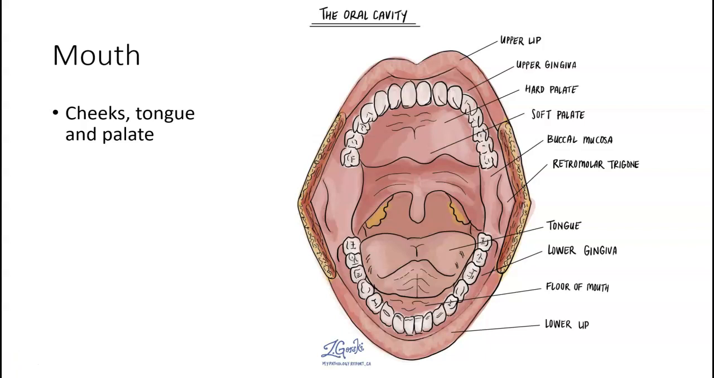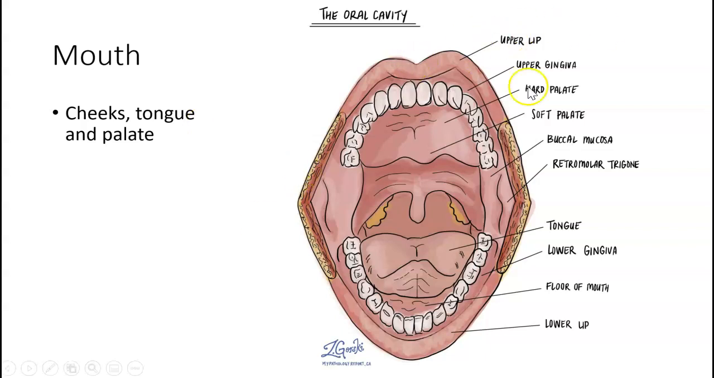So starting at the mouth, right? The mouth involves your oral cavity, your cheeks, your tongue, and your palates. Like I said, it's also called the oral cavity, sometimes called the buccal cavity. If you've ever had a buccal swab done, it's a scraping of the inside of your cheek to get some cells, so that's where that comes from.